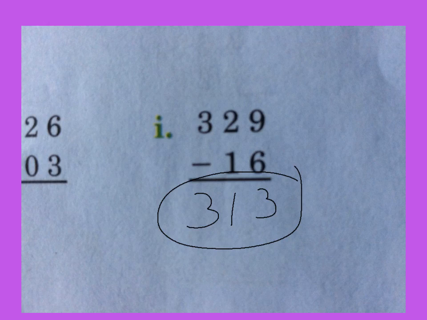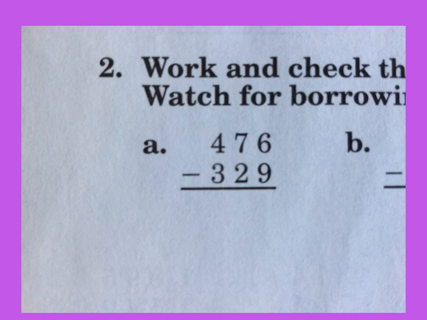Okay, in number 2, it's telling us to work and check these subtraction problems. Watch for borrowing. So first thing we need to do is work the problem. 6 minus 9 you can't do because 9 is bigger. So you have to borrow from the 7. You borrow 1, so we make the 7 into the 6. And the 1 that we borrowed we put next to the 6 to turn it into 16. 16 minus 9, we can do that. That gives us 7.